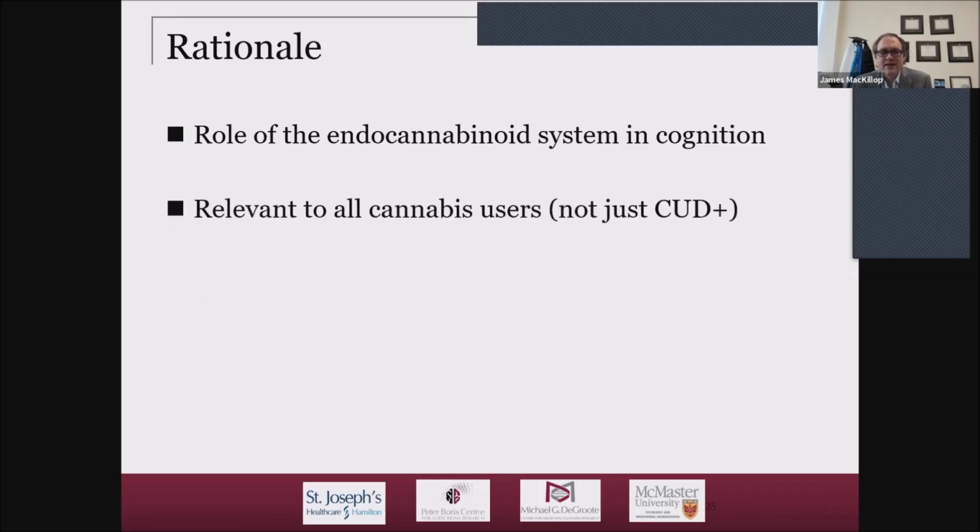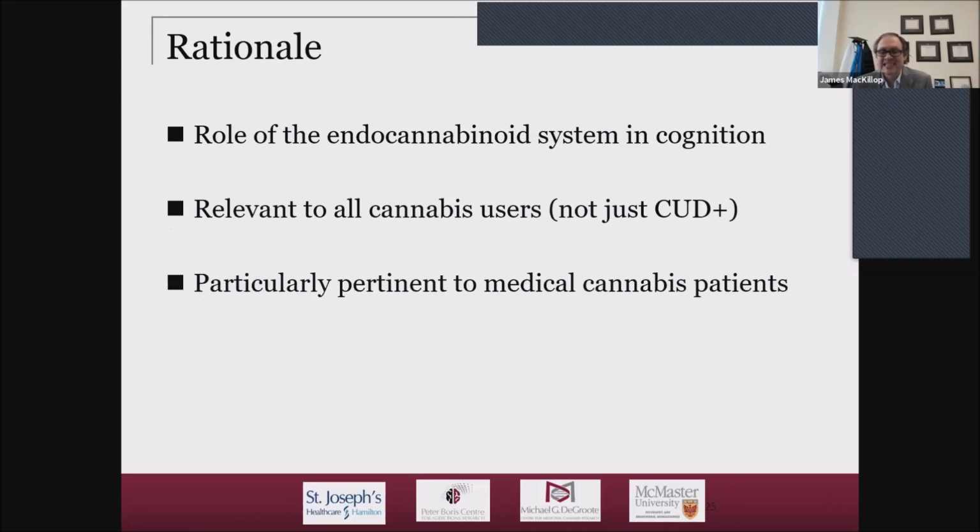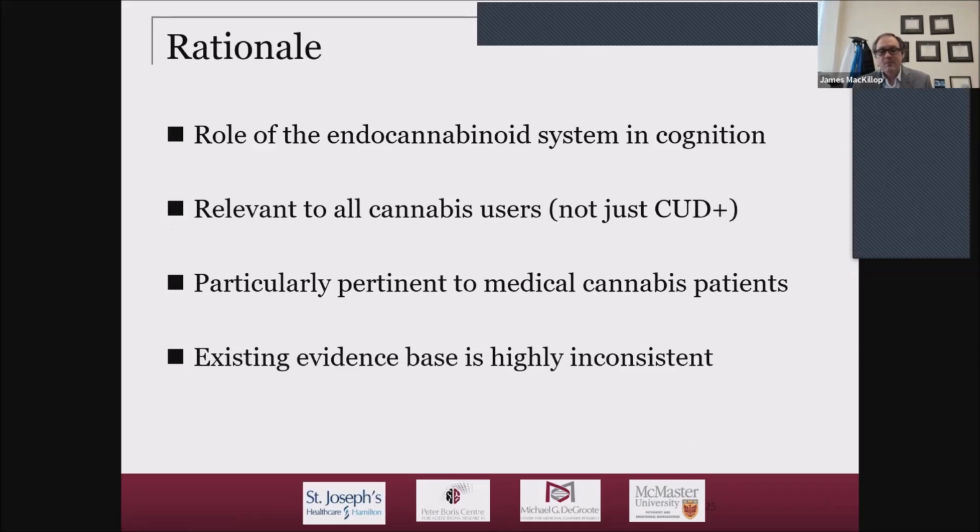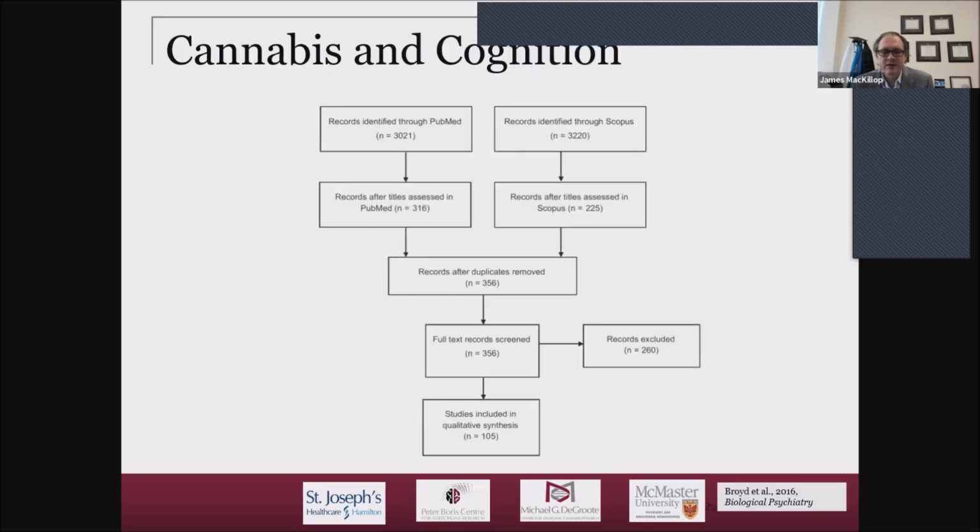More important than that, it's relevant to everyone who uses cannabis. It's not just people who have cannabis use disorder. It's relevant to recreational users. It's relevant to medical users, especially because medical users are more likely to use on a frequent basis and to use larger overall volumes of cannabis products. And the other reason to be interested in this is, unfortunately, there's a lot of inconsistency in the literature. So if here at the DeGroote Center we can do work that sheds light on the link between cannabis and cognition, this could be really useful in a fairly conflicted area of the scientific literature.